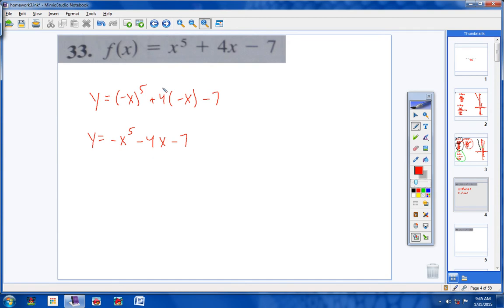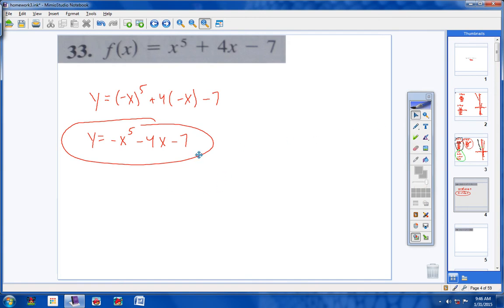Let's review. Everywhere there's an x, you put a negative x. Then you get y by itself. Well, y is already by itself. Then you look, does this function here match exactly this function here? No, it does not. So this function is not even. Now let's see if it's odd.